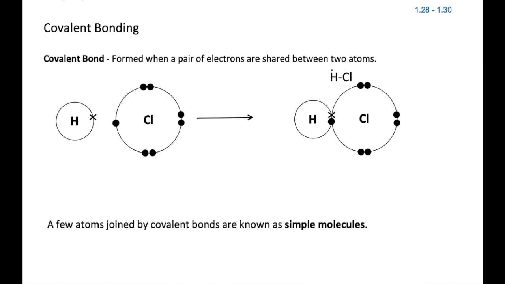This only happens with electrons on the outer shells of these atoms, and it gives each of them an extra electron. If we look at the example of hydrogen chloride, which is actually hydrochloric acid once we put it in water, there is one electron on the outer shell of hydrogen, and there are 7 electrons on the outer shell of chlorine. In order to gain a full outer shell, each atom needs one more electron. So what happens is hydrogen and chlorine both share one electron with the other.